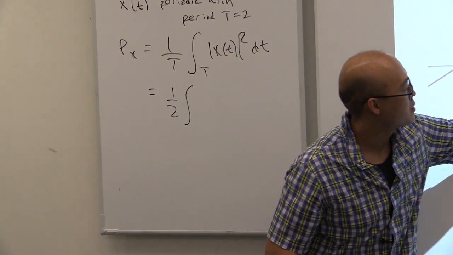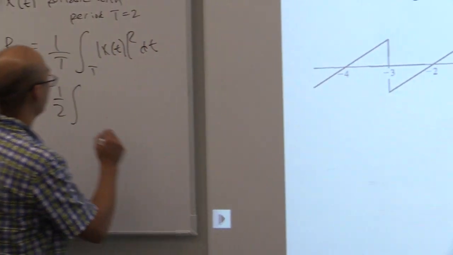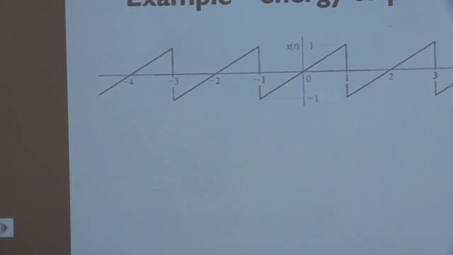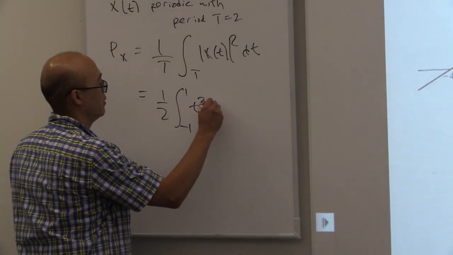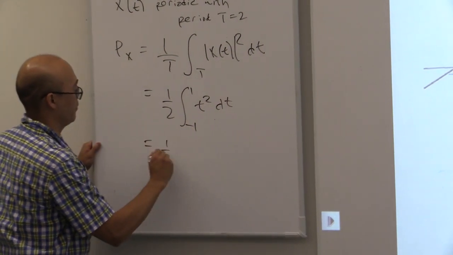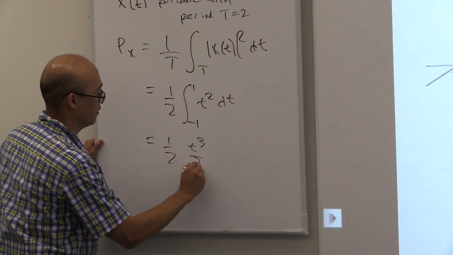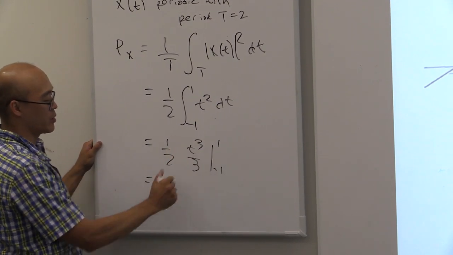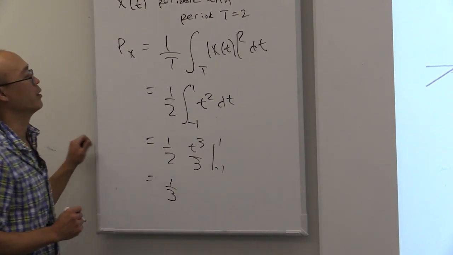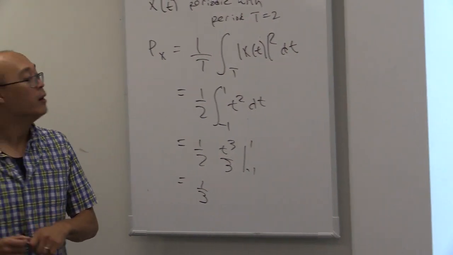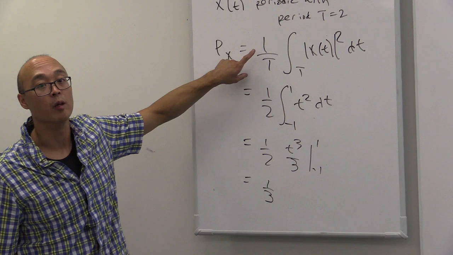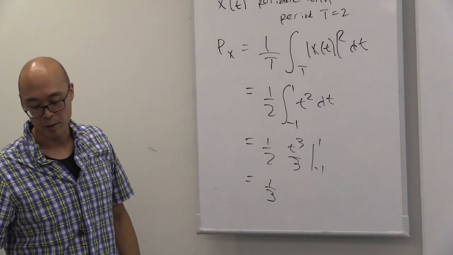So I could take my limits of the interval, let's say going from minus 1 to 1. And my signal in this case is simply given by t. So I'm going to have t squared here, dt. And so this is a half t cubed over 3 taken from minus 1 to 1. And this basically works out to 2/3, so I have 1/3 here for my signal power. Now again, just note, because I had a periodic signal, I did not have the limit in the expression for the signal power.